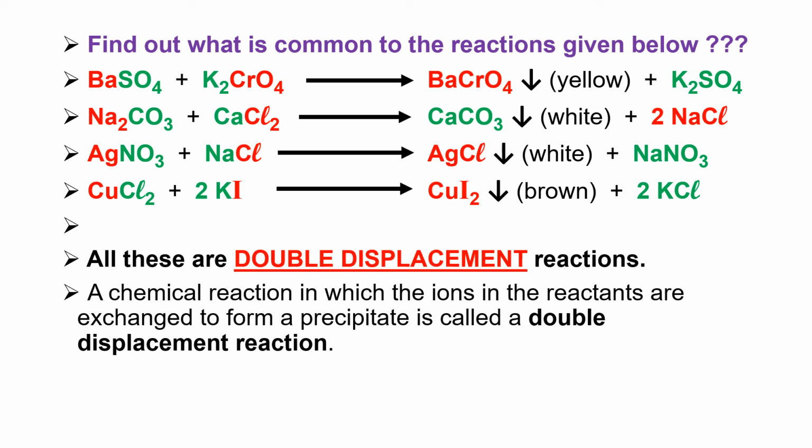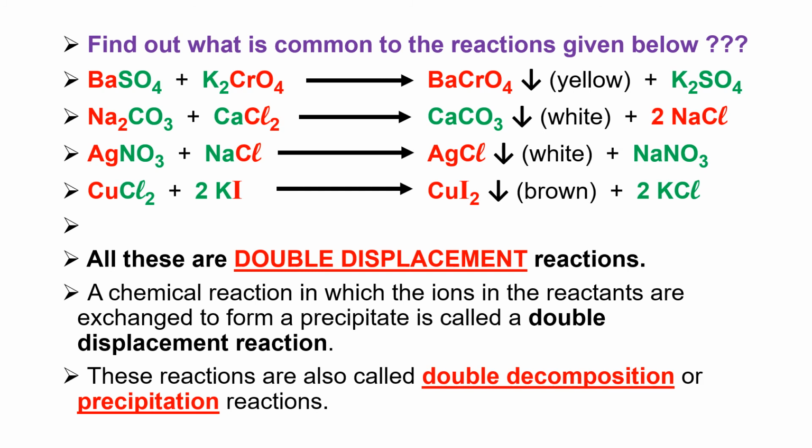So can you see barium chromate? You get a yellow precipitate. What is a precipitate again? Something which settles down in a test tube. When a reaction happens and something settles down, that particular thing is called a precipitate. So in all these reactions, if you see a downward arrow sign, that means these are all precipitates. In other words, in all double displacement reactions, you will generally get a precipitate. That's why some people also call double displacement reactions precipitation reactions.